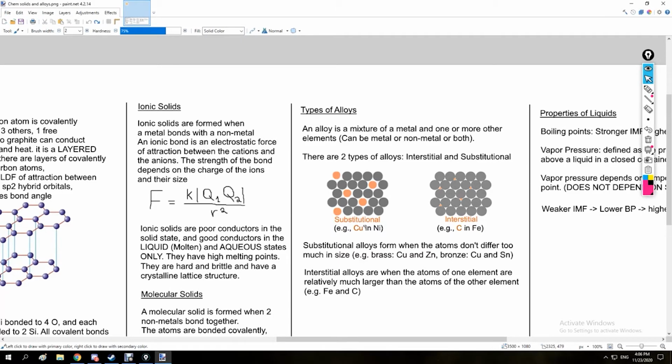In a substitutional alloy, the two or more elements that are forming an alloy are of similar size, and the atoms of the second element replace the atoms of the first element as seen here. And in an interstitial alloy, the atoms of the different elements differ in size quite a bit. So the smaller atoms are going to be put in between the bigger atoms. So it's going to look something like this.